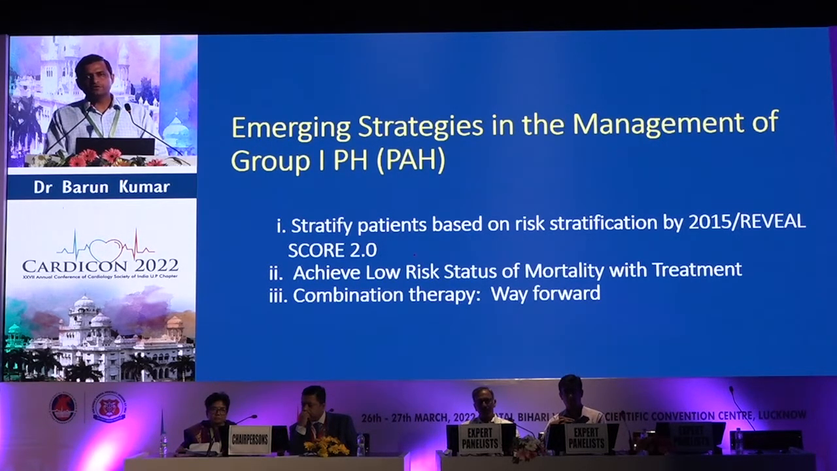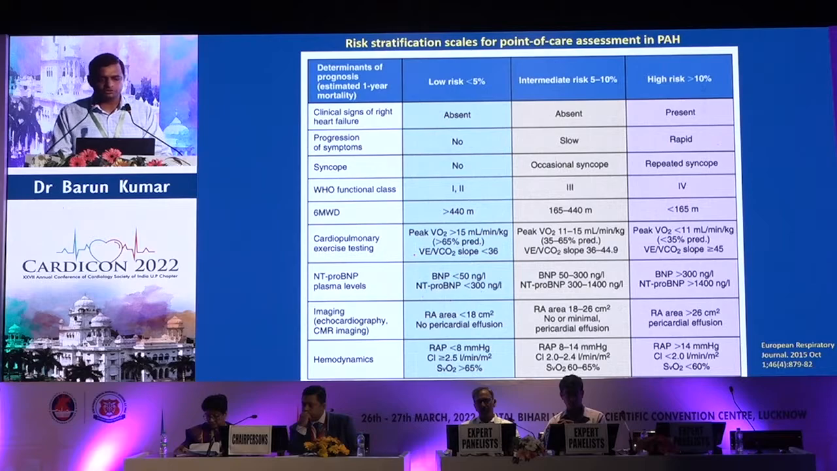So before starting treatment, we must risk stratify. This is the most important thing, most important consensus. We must stratify patients into low risk, intermediate risk, and high risk. And then we always have a target to achieve low risk status. Then combination therapy is the way forward, and in most cases, we should use 2 or more drugs.